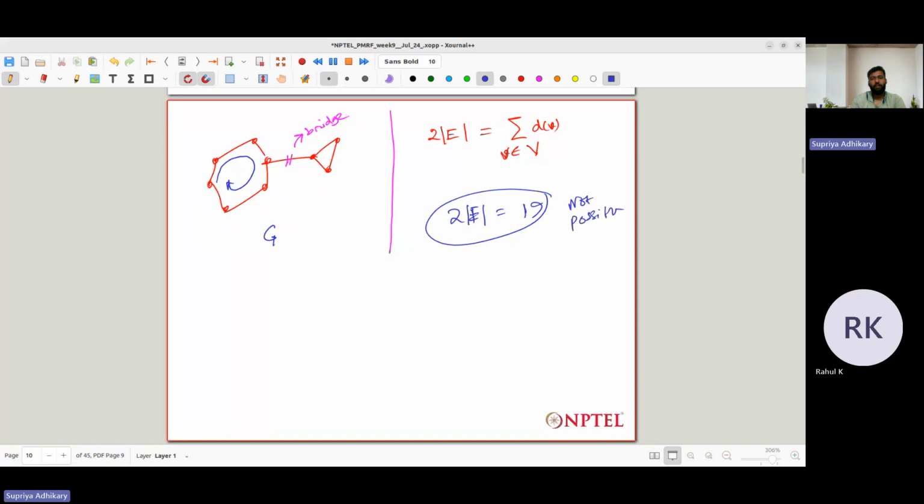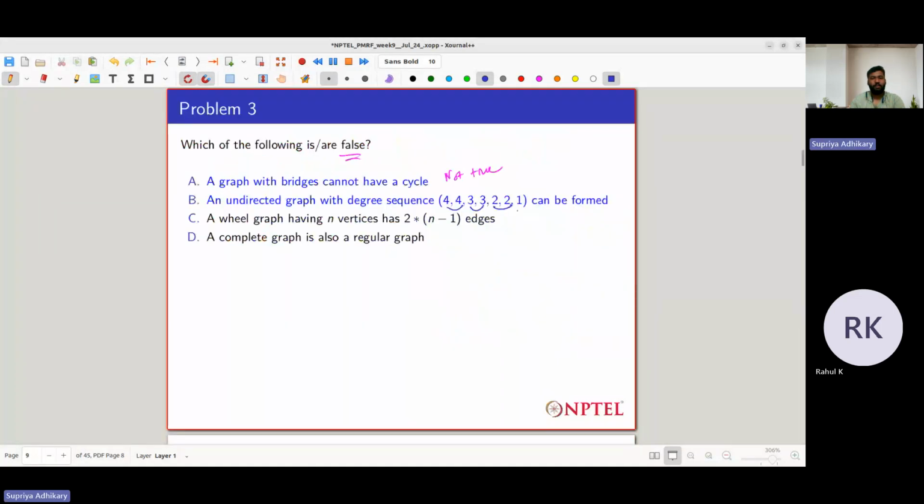Why? Because the number of edges should always be an integer, and that implies that twice of e is always even. And in this degree sequence that is given over here, this degree sequence is not possible for any graph, any undirected graph. So this is also a false statement.